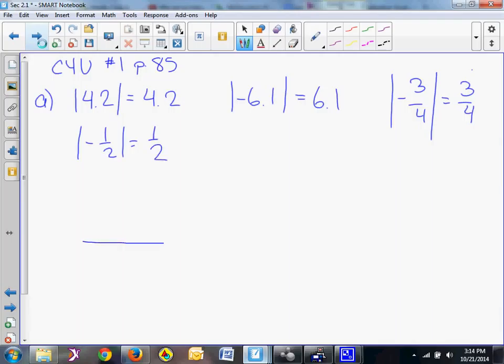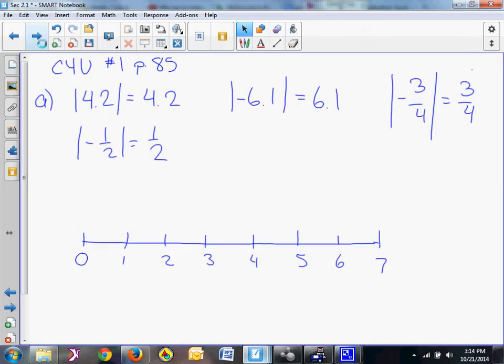So I'm going to put these on a number line. When we're putting absolute values on a number line, it's always going to start from 0, because we want to know the distance from 0, and we're doing distances as positive numbers. So I need 1, 2, 3, 4, 5. Our biggest value is 6.1, so I'm just going to go up to 7. The first number I want to put on is the absolute value of 4.2, which is 4.2. It's between 4 and 5, closer to 4 than 5. It's about there.